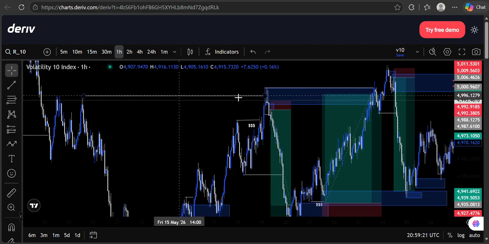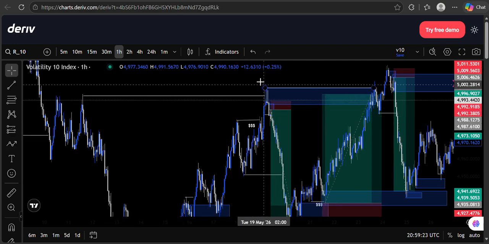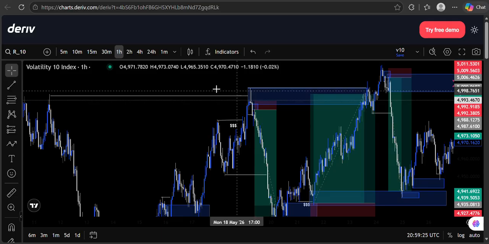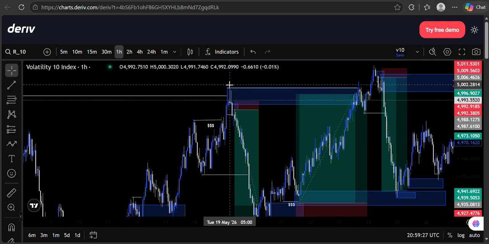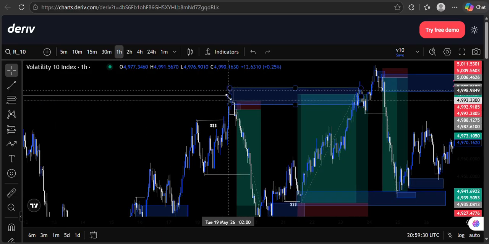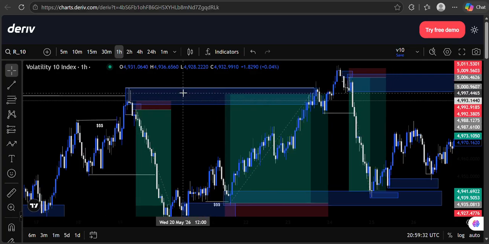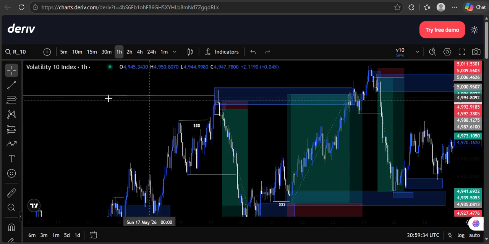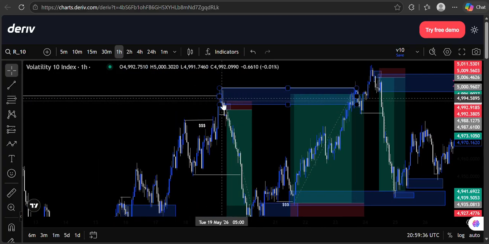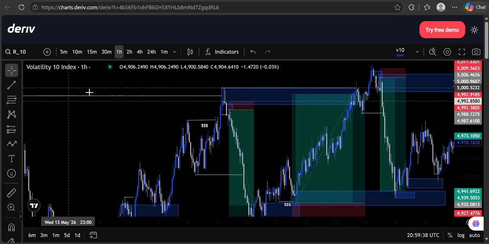Because if it were to be a break of structure, it would have been a full candle closing above this previous high, but we did not see any full body candle closing above this previous high. Rather, we saw this rejection, multiple rejections. This liquidity sweep.